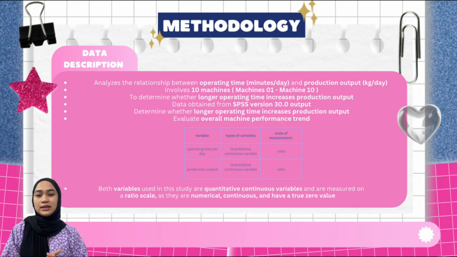The objective of this study is to determine whether longer operation time is associated with higher production output and to evaluate the overall performance trends of the machines. Both variables used in this study are quantitative continuous variables and are measured on a ratio scale as they are numerical, continuous, and have a true zero value.